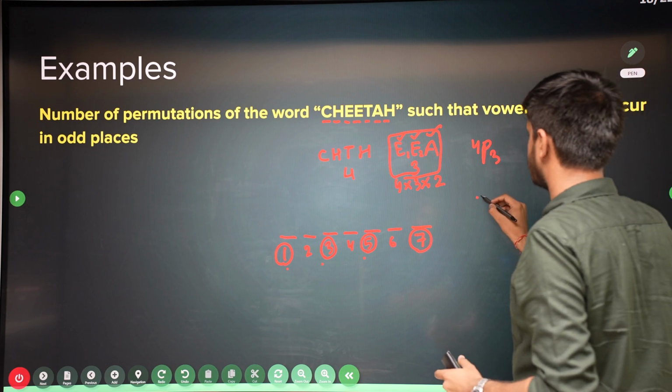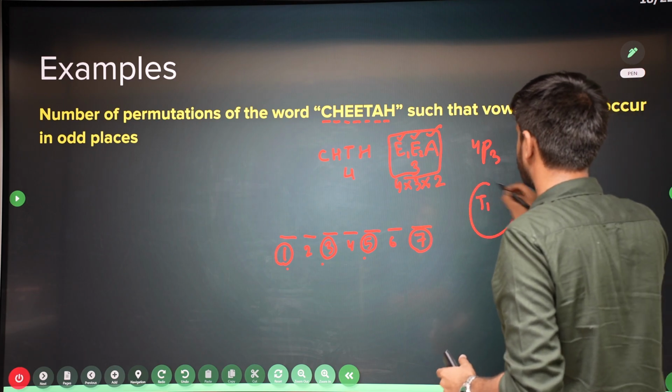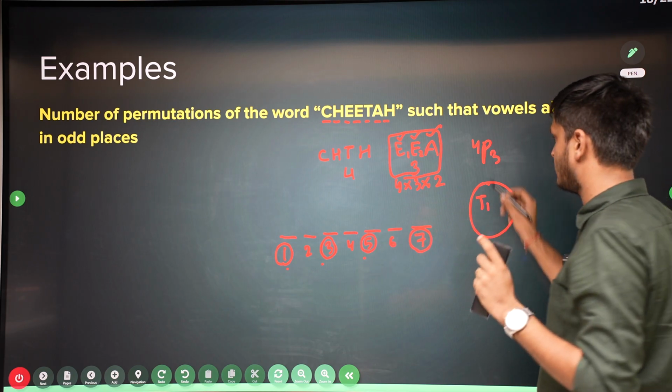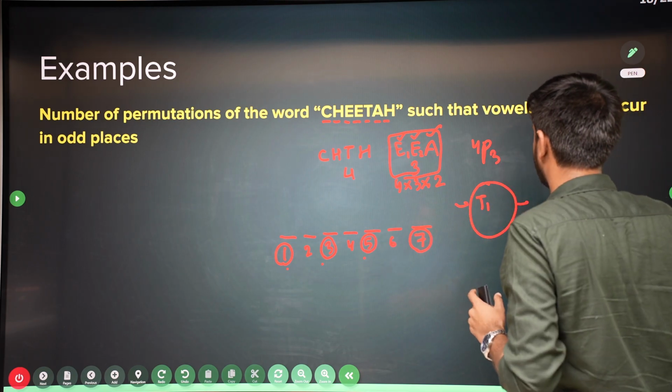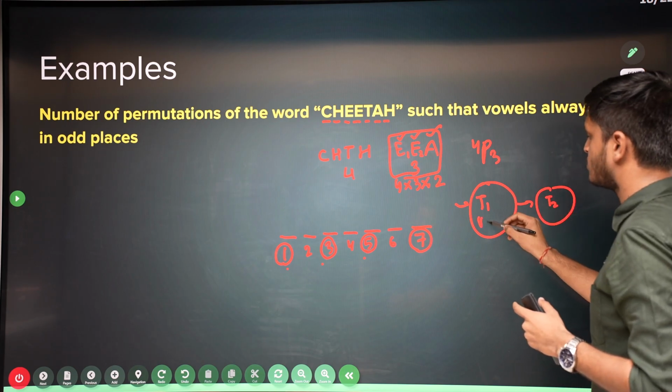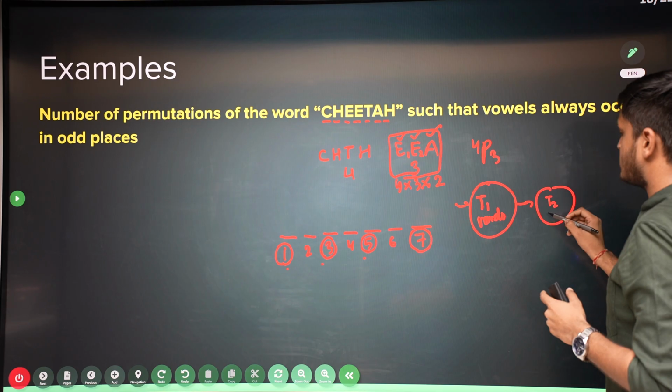So this is my first task. First task T1 was just arrange all the vowels in the odd places. We have done that. This is the number of ways. Now what is the second task? Second task is arrange the consonants. So this was arranging vowels. Next is arranging consonants.